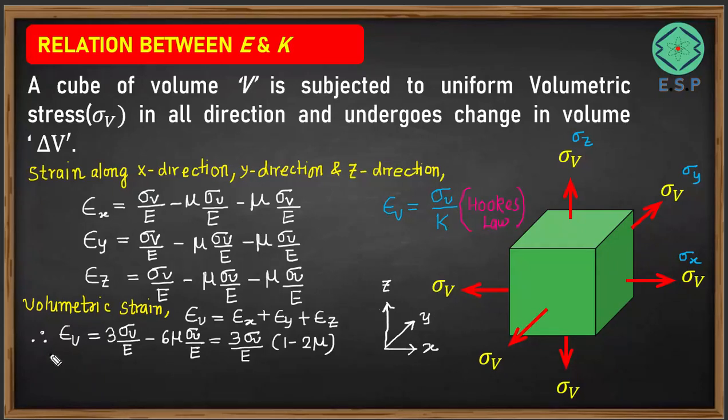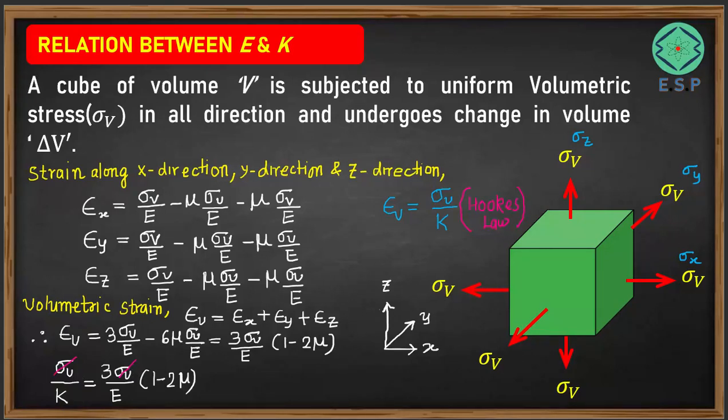So by using Hooke's law, we know that volumetric strain is nothing but the volumetric stress divided by bulk modulus. I can put that value over here in order to get the relationship. So I'll be getting: volumetric stress divided by bulk modulus equals 3 times volumetric stress by Young's modulus times 1 minus 2 mu. Since this is the same stress acting throughout, I can cancel it out. So this E will go here and K will go here.